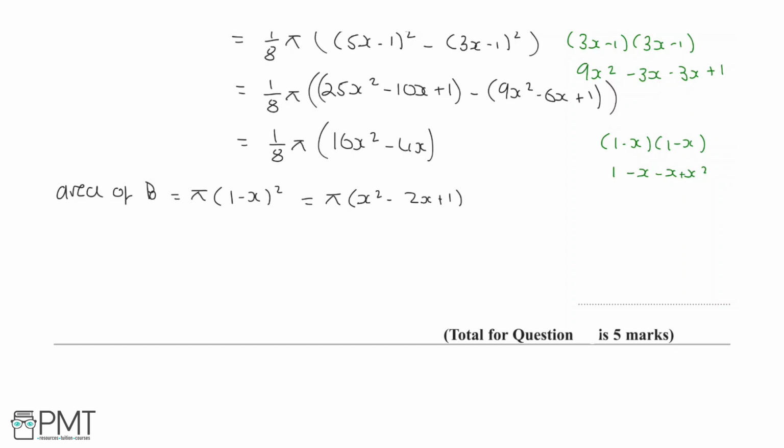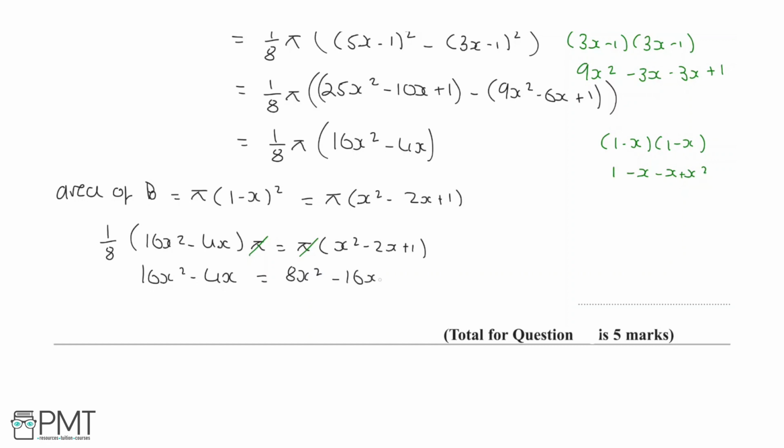Now, all we need to do is set these equal to each other because we're told the areas of both shapes are the same. So we end up with 1 over 8 times 16x squared minus 4x, times pi, equals pi times x squared minus 2x plus 1. Pi on both sides cancel. Multiply this side by 8. Okay, so we will end up with 16x squared minus 4x equals 8x squared minus 16x plus 8.